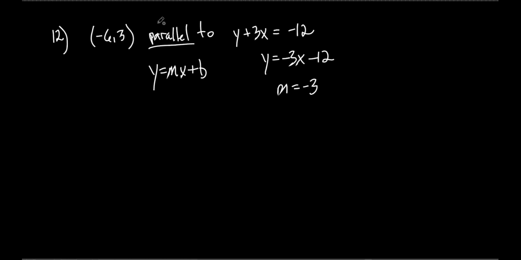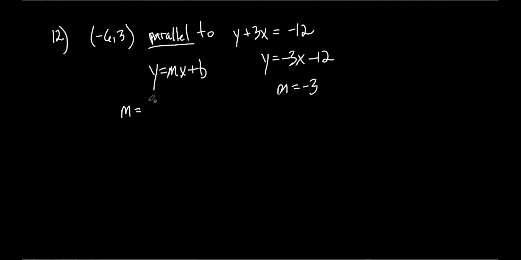What if I use the word perpendicular instead of parallel, which could very well happen? They would be negative inverses or negative reciprocals of each other. Everybody see that? If I had that same exact problem, but I said perpendicular, what would the slope of my line be? Very good. It's +1/3.